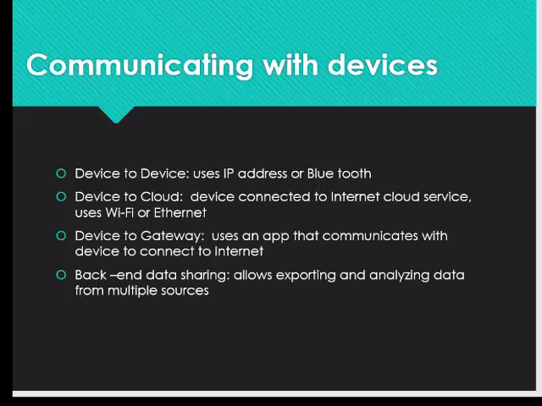Another way to communicate is a device to gateway. So this uses an app to connect to a cloud service. So in this case, a smartphone running an app to communicate with your fitness band, sending data to the cloud. Then there's back-end data sharing, a communication setup that enables users to export and analyze data from a cloud service in combination with data from other services. It allows a single device data stream to be aggregated and analyzed. So for example, Map My Fitness includes data from various devices like Fitbit, a pedometer, and a Map app, with data stored on the cloud and analyzed on your smartphone with apps.